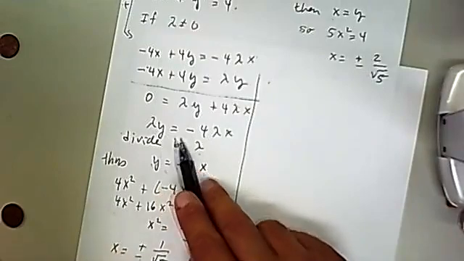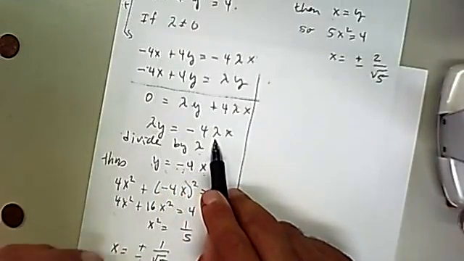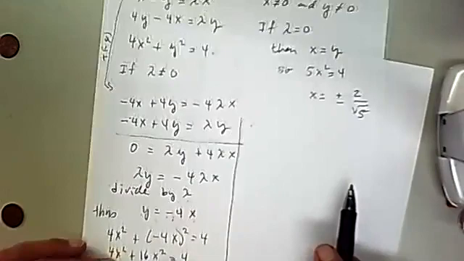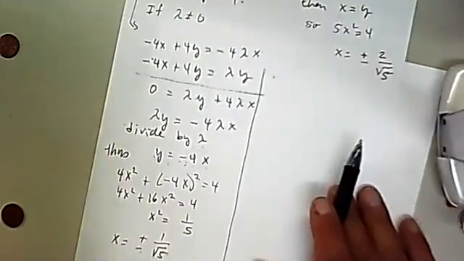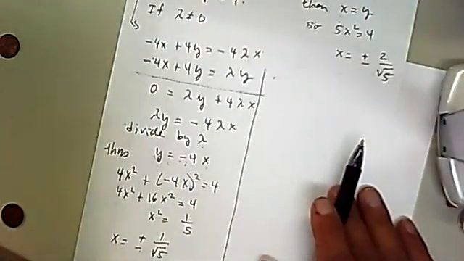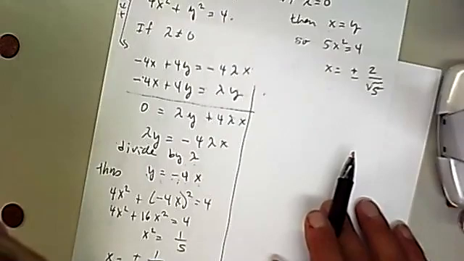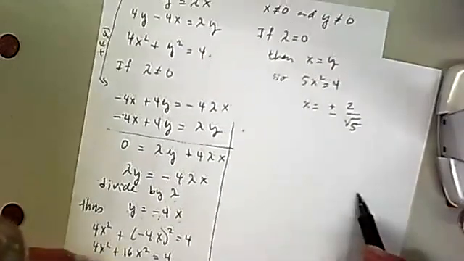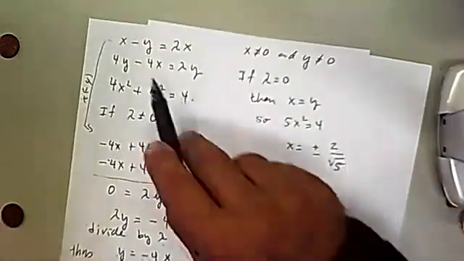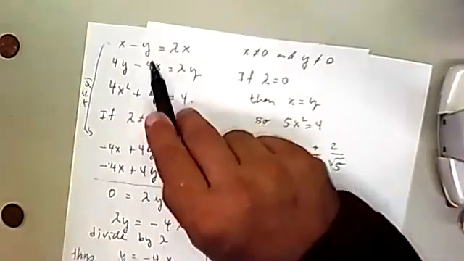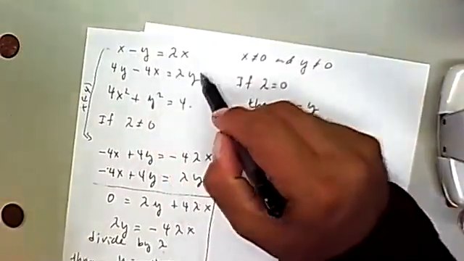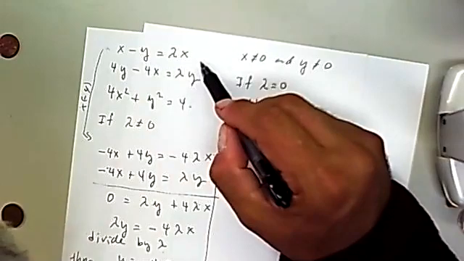We divided by lambda, but we never, so how can I get the lambda back? What is the value of lambda? And I'm going to ask you to find the lambda. The lambda is the multiplier, the Lagrange multiplier. If you do x minus y back here, you get twice lambda x.